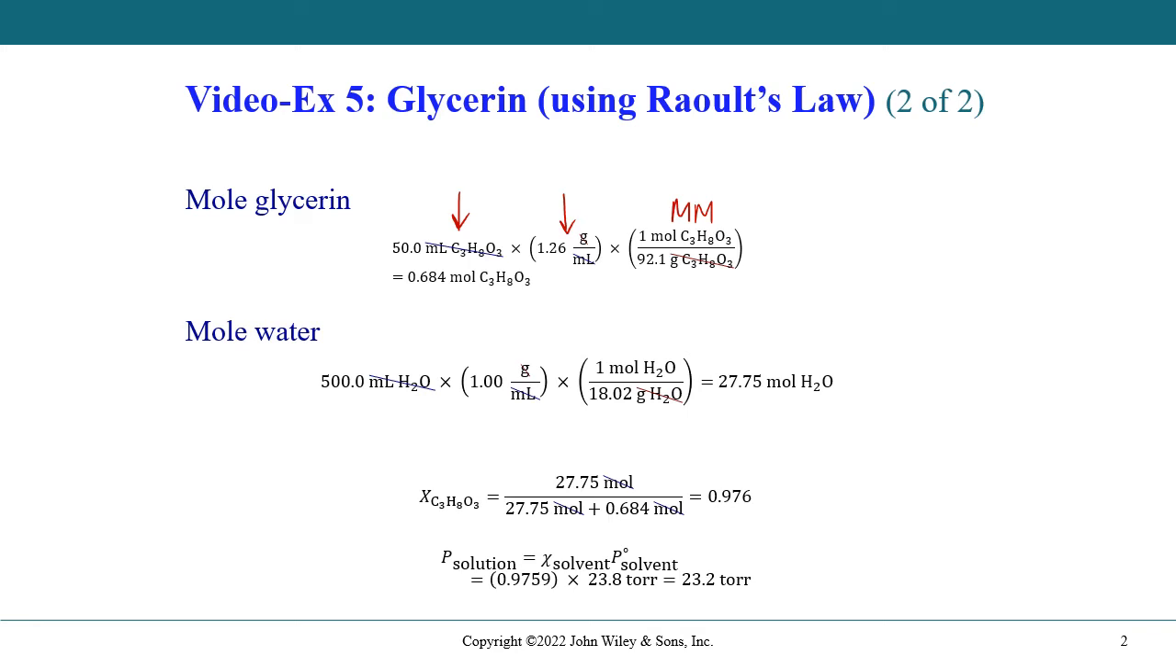So we can work out, in 500 milliliters of water, how many moles of water we have. We take the volume of water, multiply it by the density of water, and then multiply by the molar mass of water in this form, and we end up with the number of moles of water.